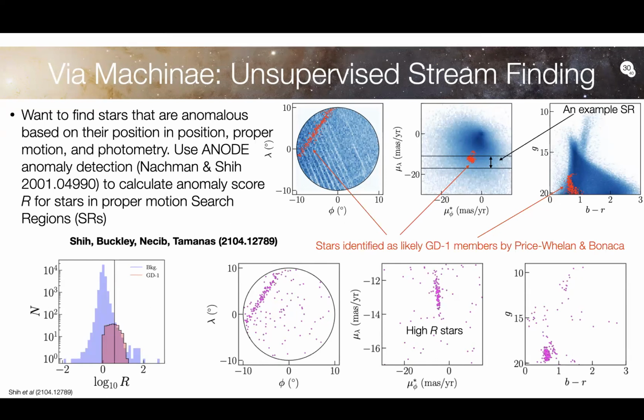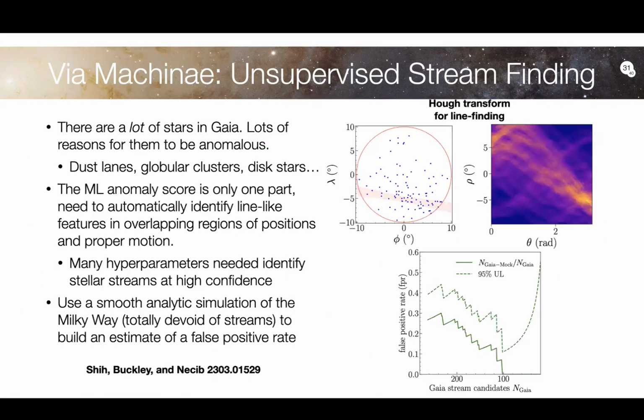Those are the stream stars in red as identified by Price-Whelan and Bonaca. Blue is all of the Gaia stars in this sample, right? So that's in position, that's in proper motion, that's in color and magnitude. This R is our anomaly score. You notice all of the stars have this broad distribution, but these unusual stream stars tend to have large anomaly scores. So if you cut on that, this stream pops right out, right? Because they're the anomalous ones. They're the weird looking ones.